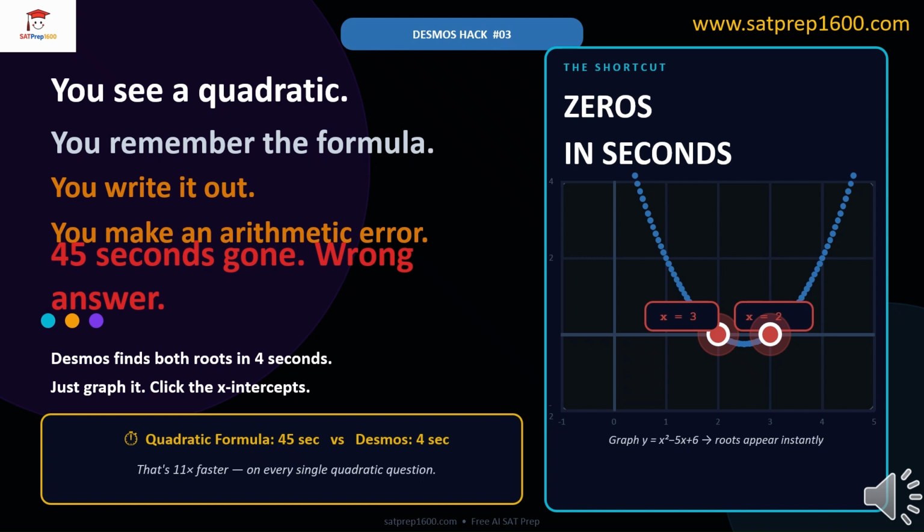Here's the move. Desmos finds both roots in 4 seconds. Just graph it. Click the x-intercepts. Done. That's 11 times faster on every single quadratic question. This is Desmos hack number 3. Zeros in seconds. Let's go.